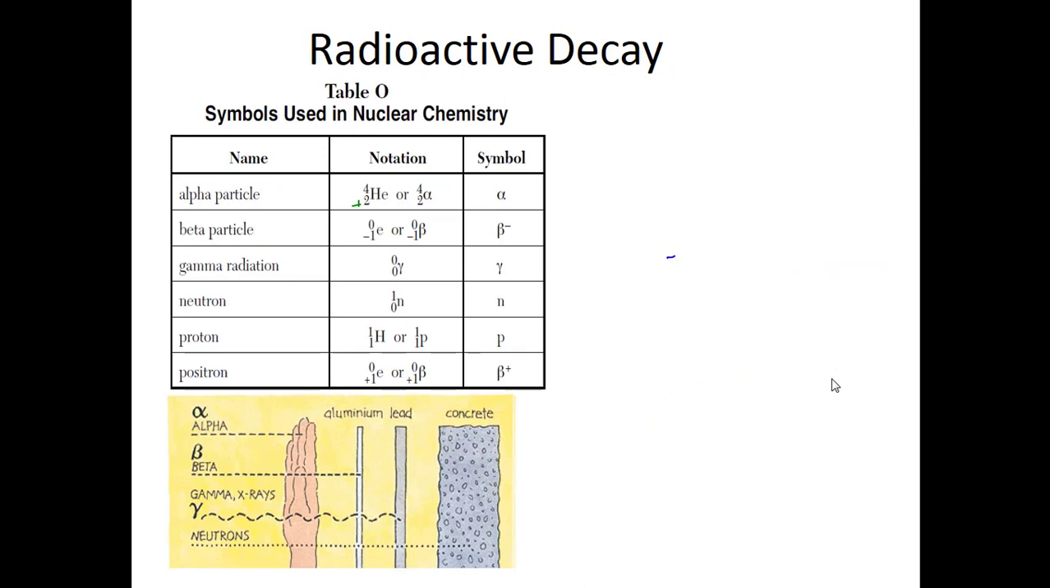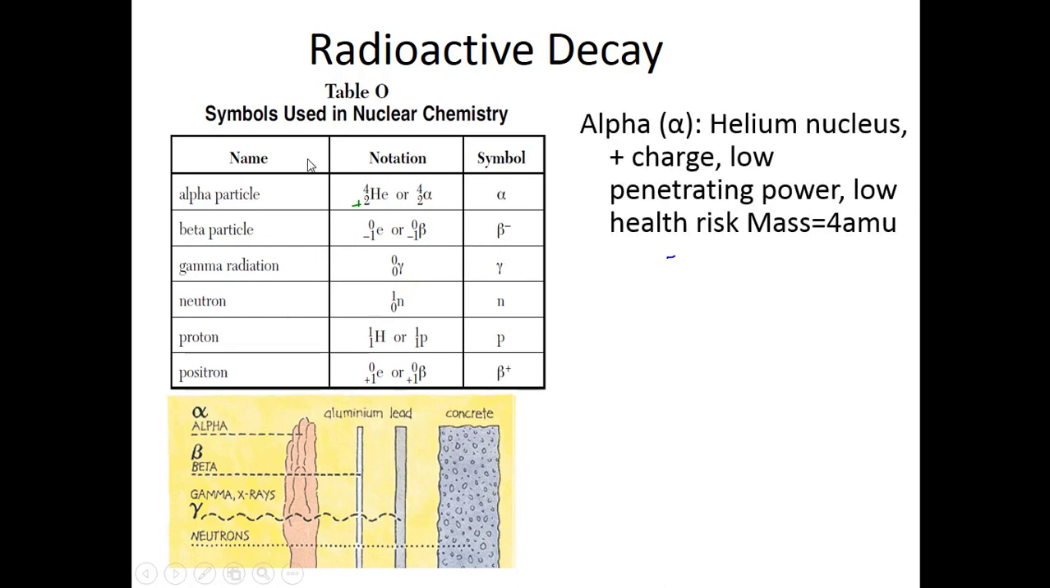When we look at radioactive decay, again, we're looking at different types of particles. And you can see in this diagram below, different types of particles have different amounts of energy. So we have alpha particles, beta particles, gamma rays or X-rays, and then we have our neutrons. When we look at these different types of nuclear particles, we're going to be looking at what they change. So the first one that we're going to talk about here is an alpha particle.